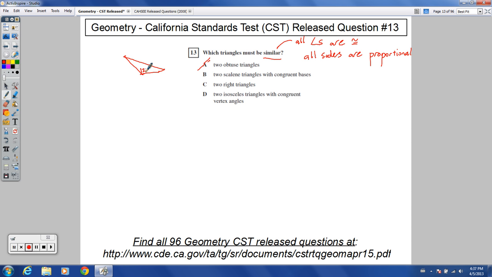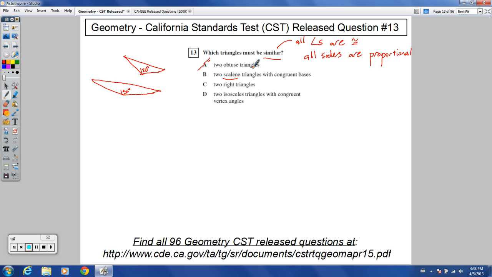I could say this is 120 degrees, but I could make another triangle. It's still an obtuse triangle. This could be 150 degrees. This would not be similar to that because all the angles don't match up. All angles are not congruent. So it's not that. Two scalene triangles with congruent bases.